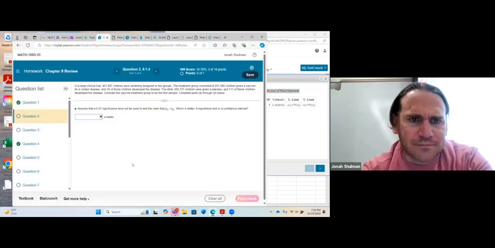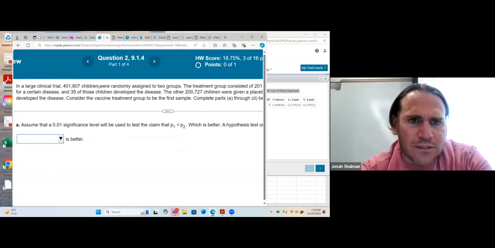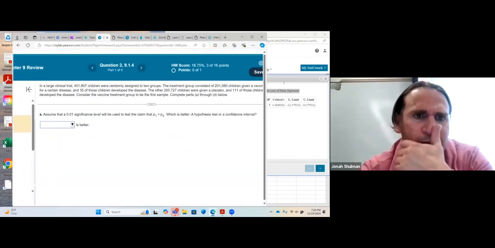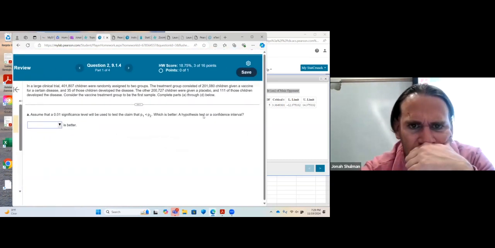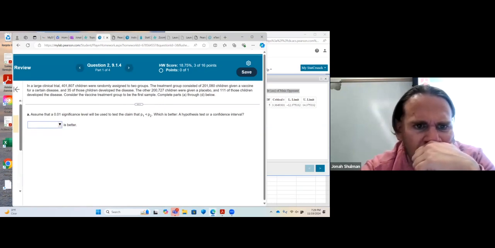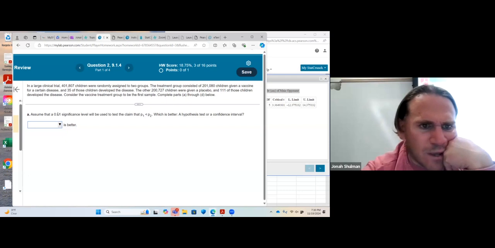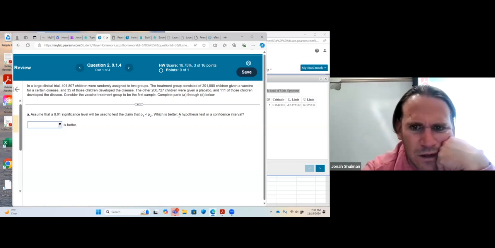Here's number 2. In a large clinical trial, I can make it bigger. That's nice for my eyes. 401,000 were assigned to 2 groups. The treatment group consisted of 201,000 given the vaccine for the disease, and 35 developed the disease. The others were given placebo, and 111 of those developed the disease. Consider the vaccine treatment group to be the first sample. Assume a 0.01 significance level. Which is better, a hypothesis test or a confidence interval?